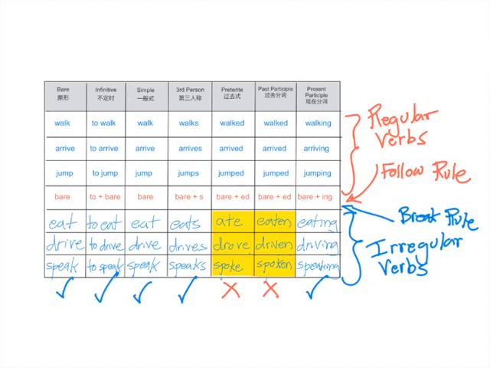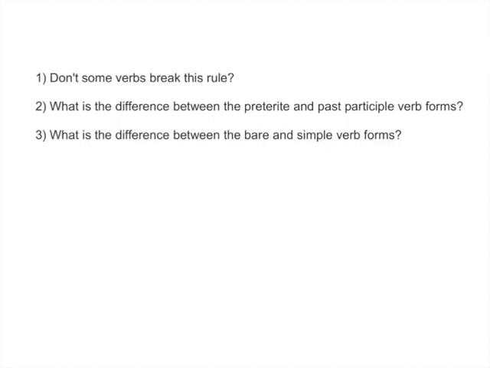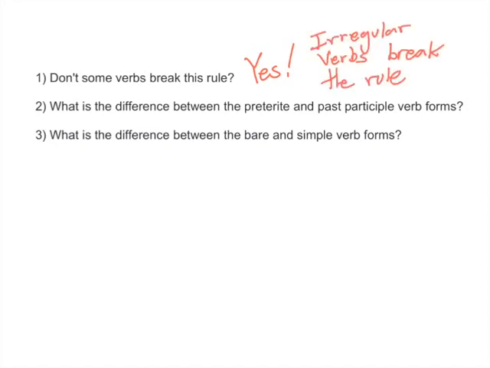Now we can go back and answer 2 of our 3 questions. Question 1, do some verbs break the rule? Yes. The irregular verbs break the rule. Question number 2, what is the difference between the preterite and past participle verb forms? Well, in the regular verbs, they are written the same, but in the irregular verbs, they are often different. Because irregular verbs exist, we have to distinguish between these 2 forms. If English had no irregular verbs, we could just combine them.